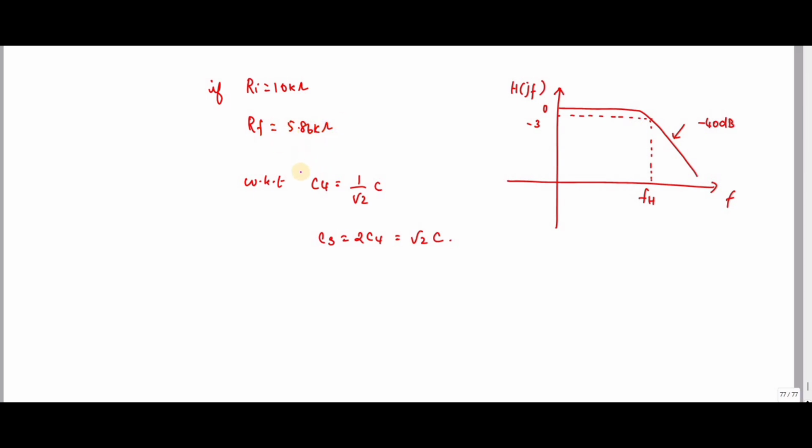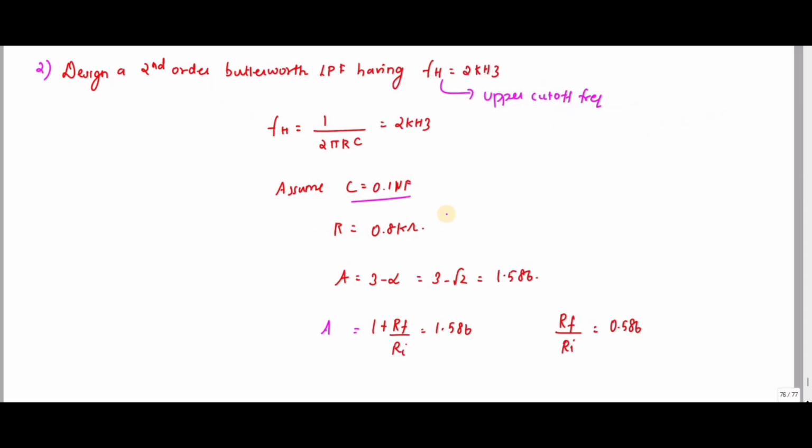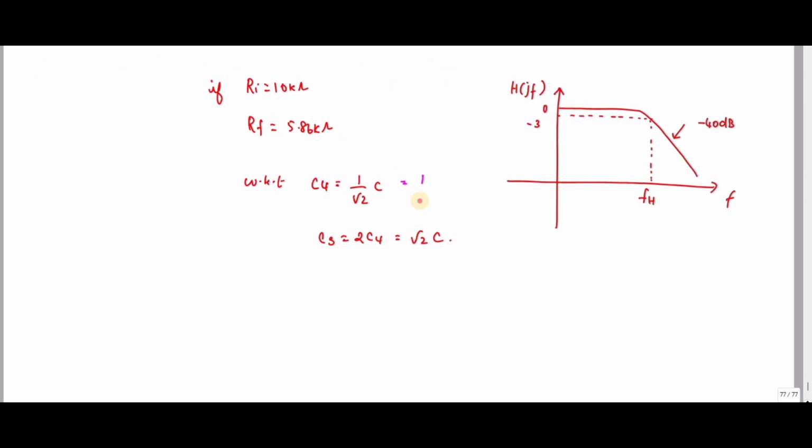From this, we know that C4 is equal to 1 divided by root 2 of C, and C3 is equal to twice C4, that is root 2 of C. We have already found the value of C is equal to 0.1 microfarad. So if we substitute root 2 of 0.1 microfarad, you will get the values of C4, C3 and R.